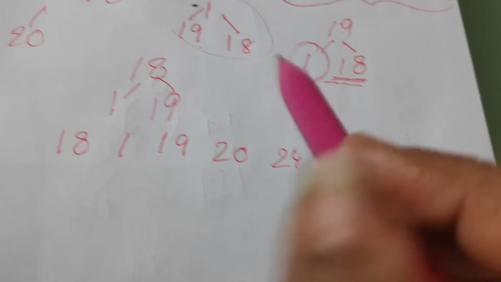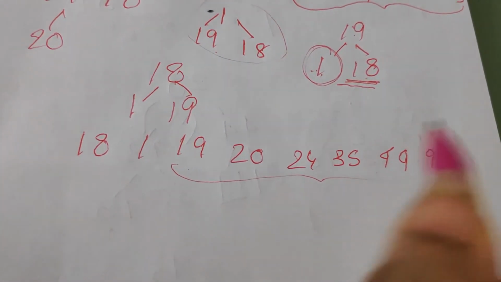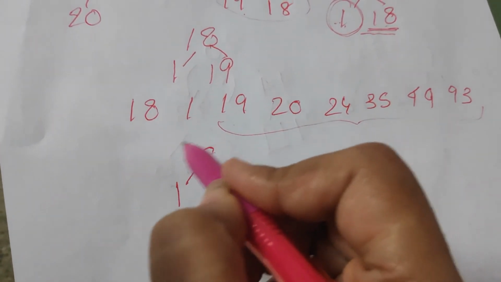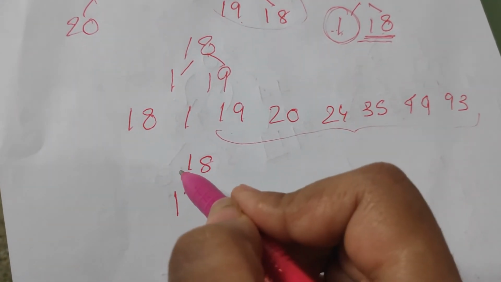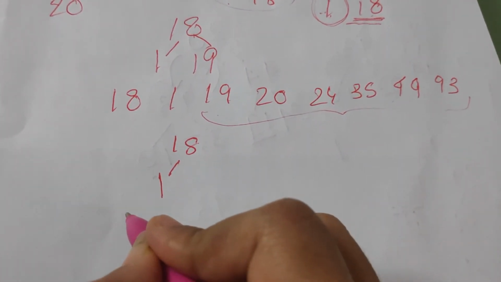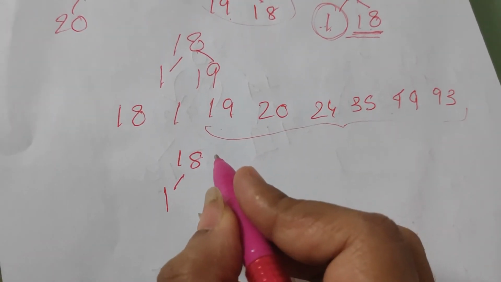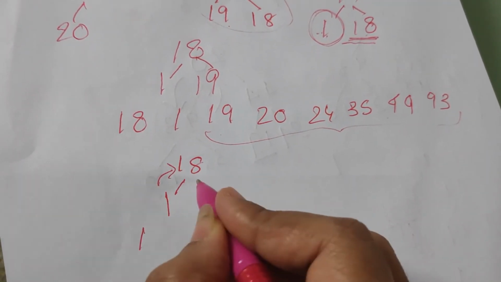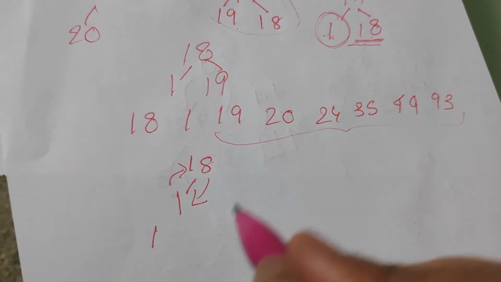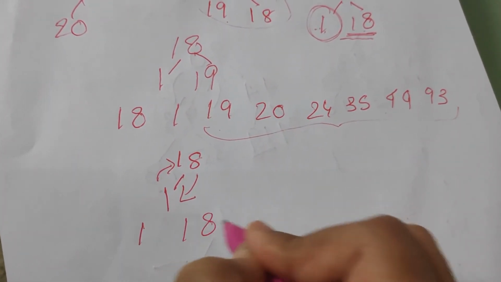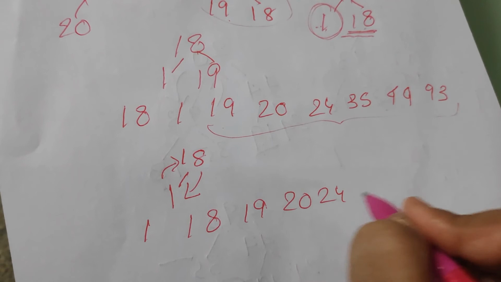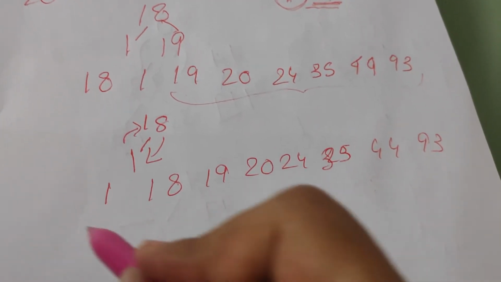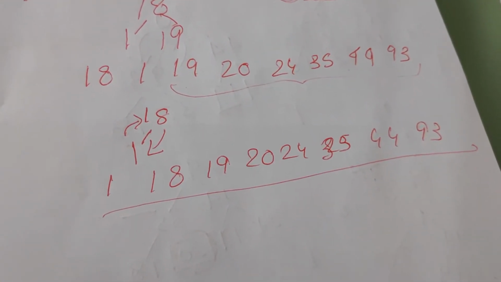So when we consider the current array, all these nodes have been sorted. So we are left with only 2 nodes, that is 18 and 1. Now you see, when we will be checking, it is already a heap, so there is no replacing of any of the nodes, so it will be 18. 18 will replace 1 because it will replace the last leaf. So the array will become 1, 18, 19, 20, 24, 35, 44 and 93. So we get a sorted list in the ascending order, correct?